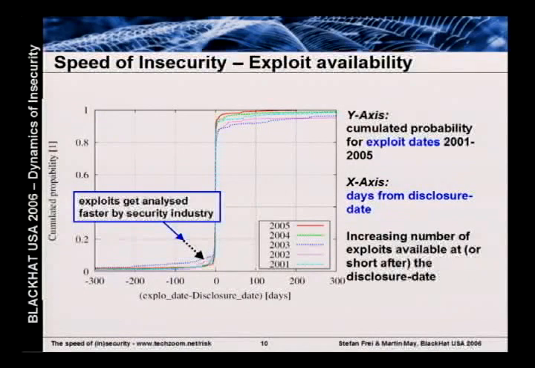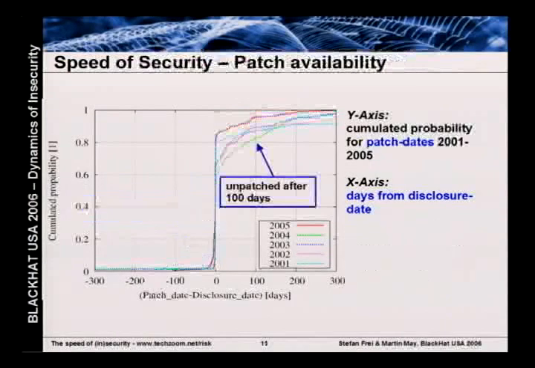So what we see here is that before the disclosure date, around 10% of the exploits are already available. And around the disclosure date, this number rises to more than 80%. So we can say more than 80% of the exploits are made available at or before the disclosure date. And we also have plotted this against several years. And this curve showed that it is increasing. So we can compare this to the speed of security.